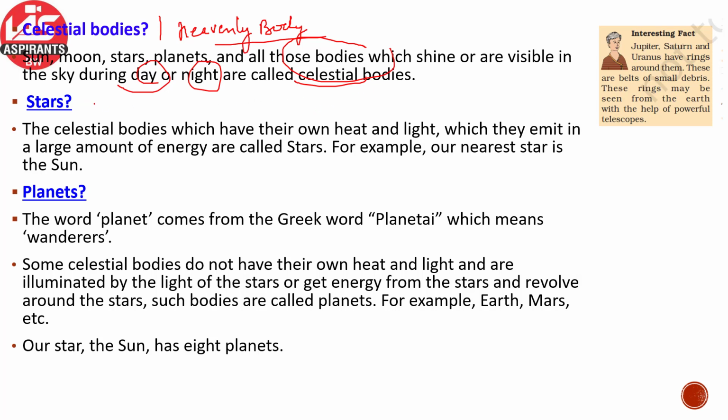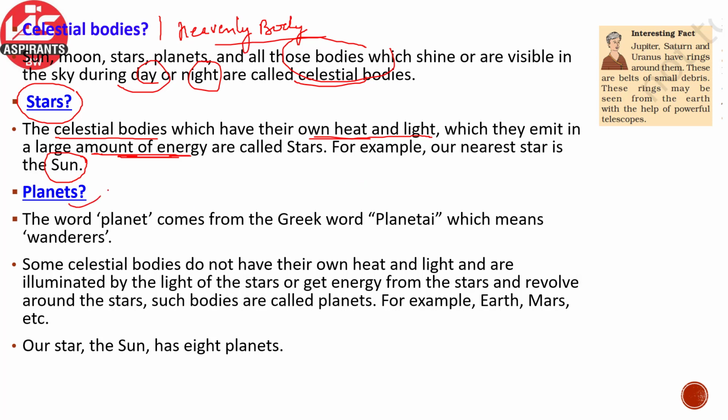Now out of these, what are the stars? Stars are those celestial bodies which have their own heat and light. So own heat and light. The biggest example, our sun. And they have a large amount of energy. That's why they have their own heat and light.